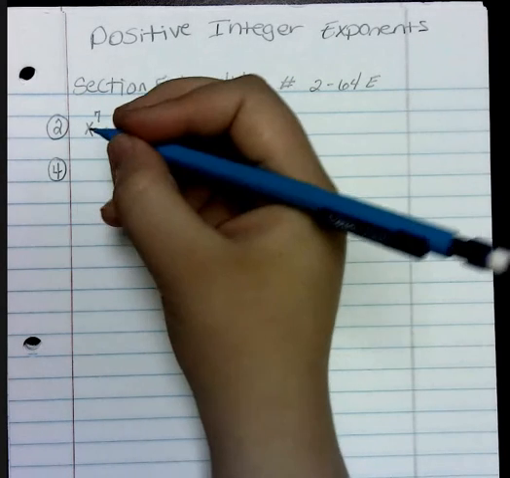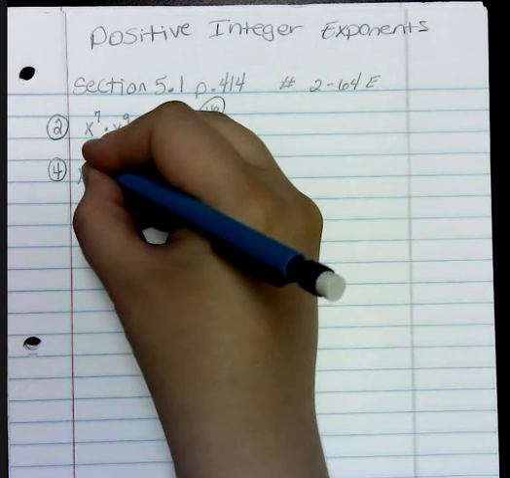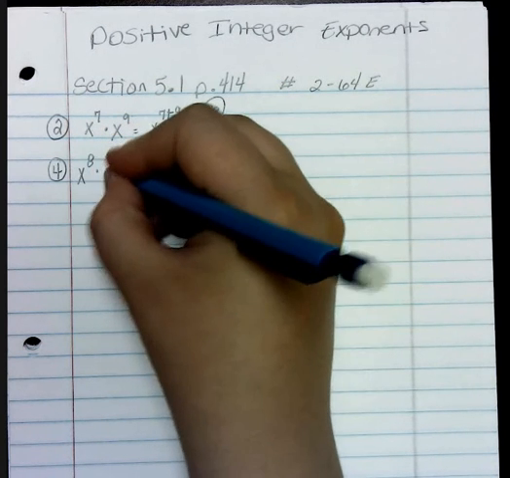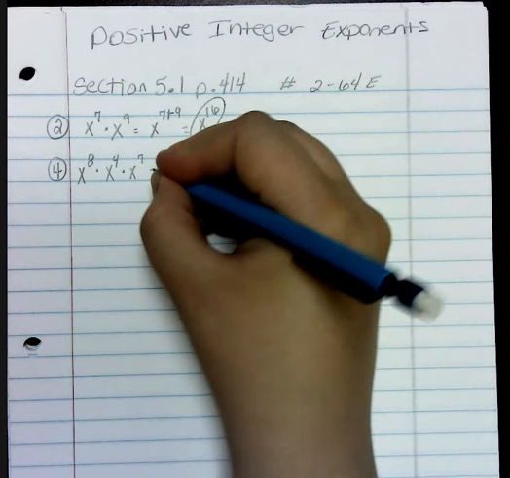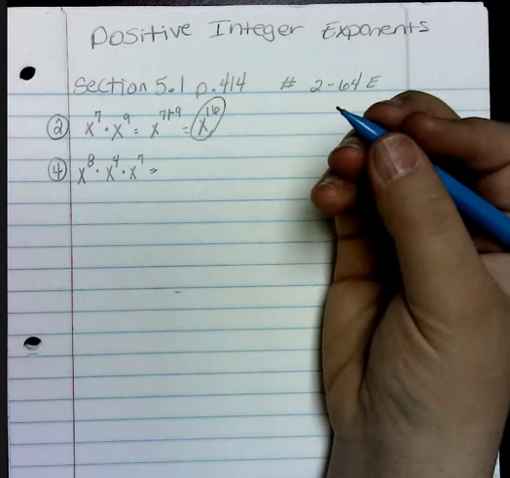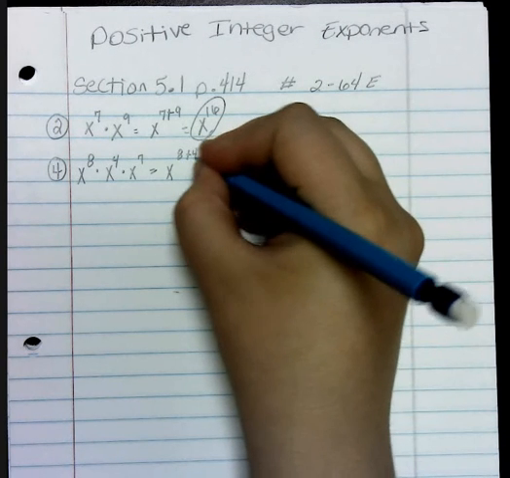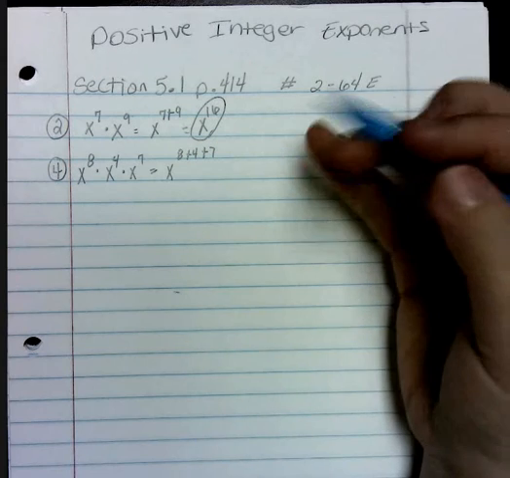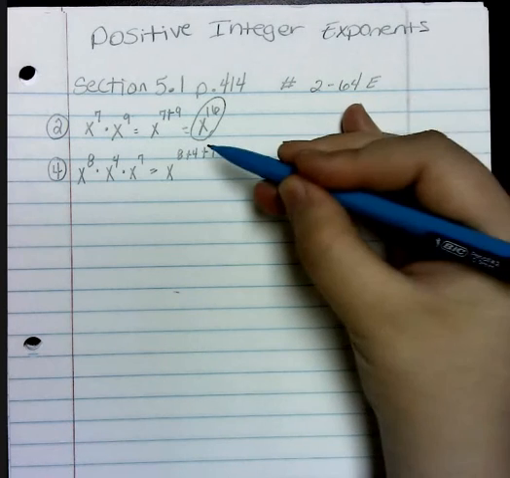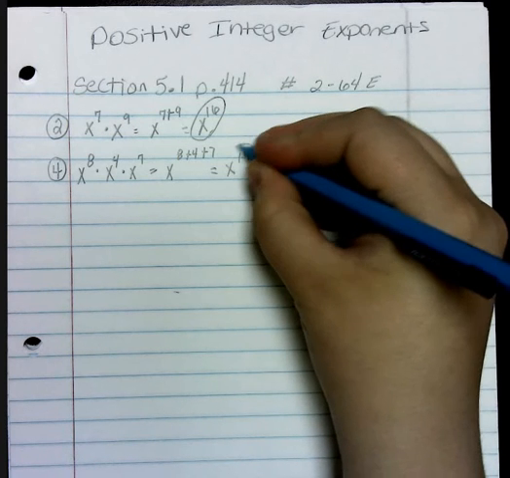Number 4, they're getting a little tricky on us. I have x to the 8 times x to the 4 times x to the 7. Nothing has changed. We are still multiplying those bases. So that means we're going to have x to the 8 plus 4 plus 7. So 8 plus 4 is 12. 12 plus 7 is 19. So we have x to the 19.